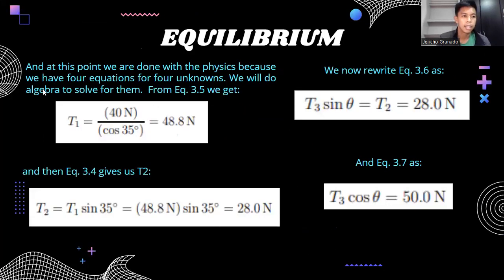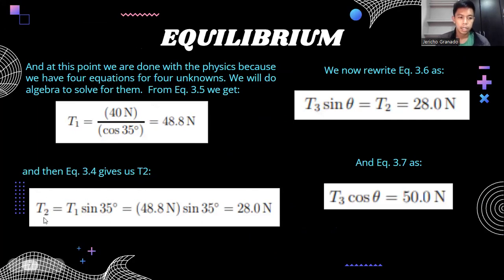Next slide. And at this point, we are done with the physics because we have 4 equations for 4 unknowns. We will do algebra to solve for them. From equation 3.5, we get T1 is equal to 40 N over cosine 35 degrees. The result is 48.8 N. And then equation 3.4 gives us T2.